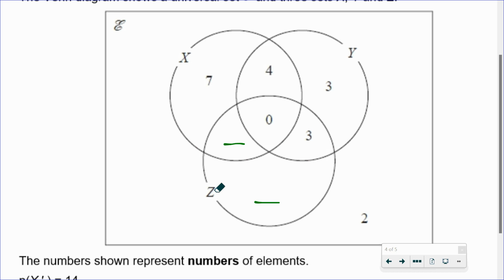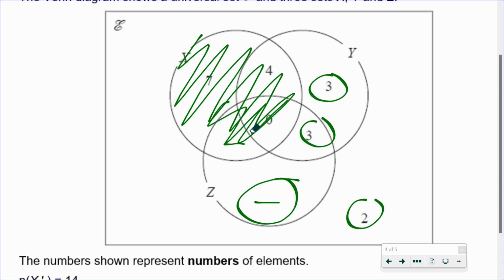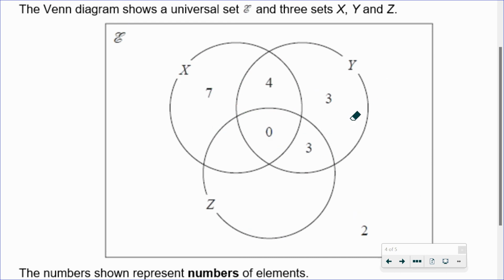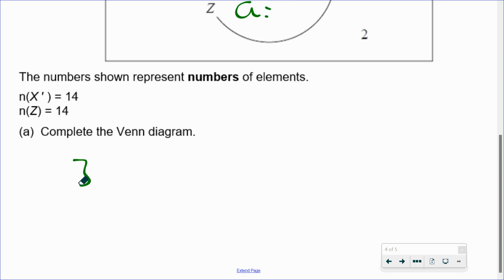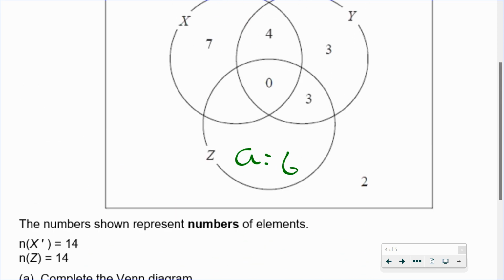The bits that are not in x is this set here, so let's ignore that for a second. And I've got the 3, and the 2, and this mystery one here. So let's call this a, for example. That means that 3 plus 3 plus 2 plus a is equal to 14. Let's just get rid of all this. So this is a. And just note down what I've said there. Well, 3 plus 3 plus 2 is 8. So 8 plus a is 14. That would mean that a would have to be 6. So I've got straight away that this value is 6.